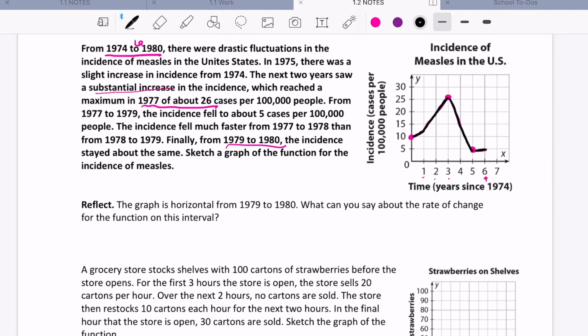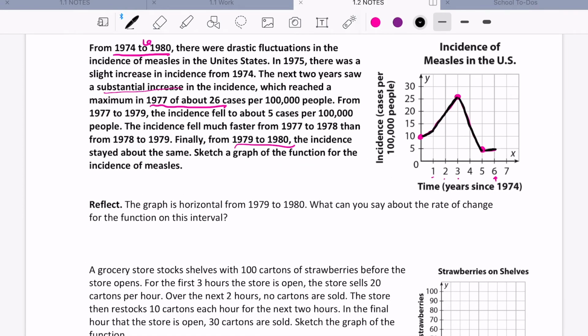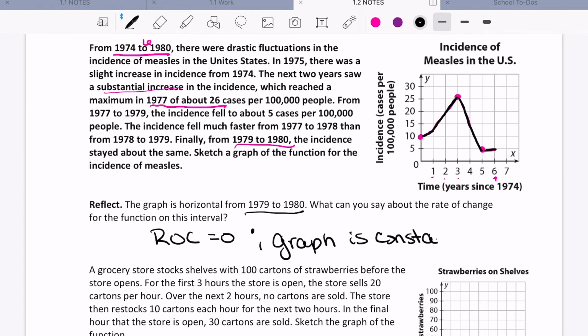Now, the reflection question says the graph is horizontal from 79 to 80. What can you say about the rate of change for the function on the interval? Well, because our line is horizontal, our rate of change is 0. There is no change. It stayed the same, which tells us that our graph is constant. Okay? There is no increase or decrease in the incidence of measles. So our graph is constant. We can simply rely on it staying the same.